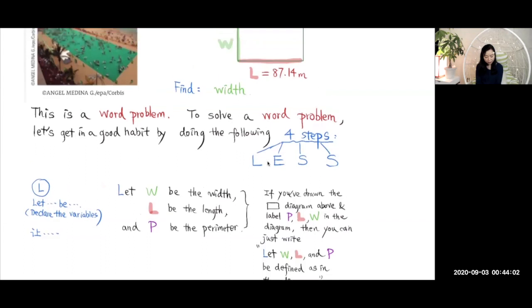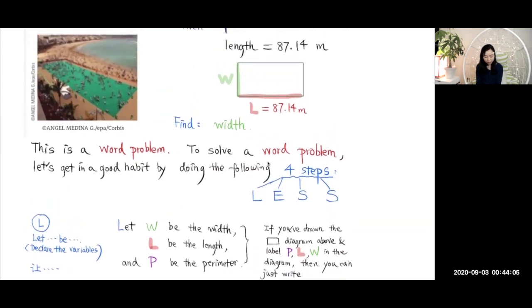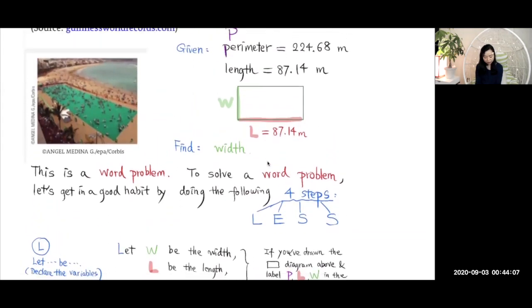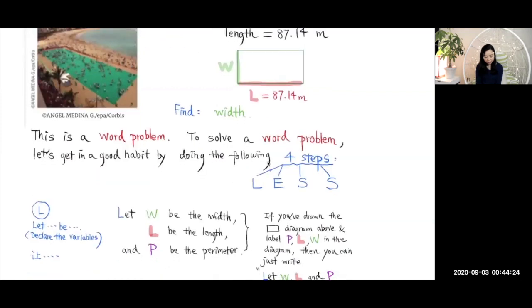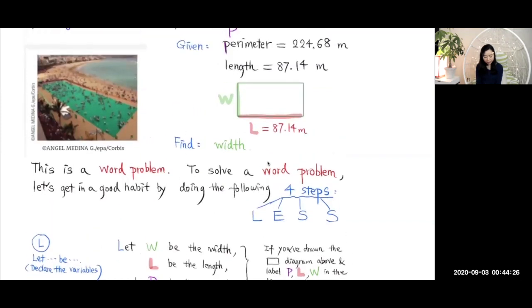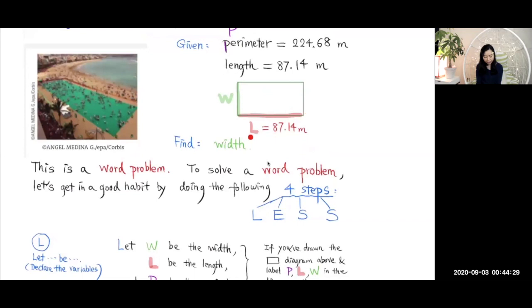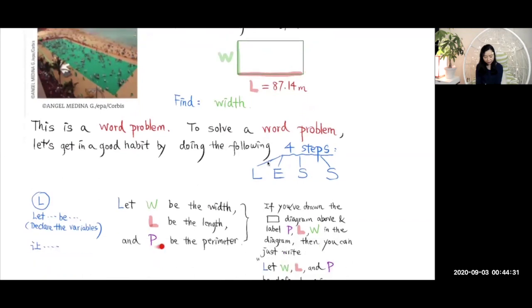For example, over here we have to declare the variable. I'm going to let whatever they're looking for be the variable. In this problem, they're looking for the width. So I'm going to let W be the width. The length over here, we're going to let L be the length, and P be the perimeter.